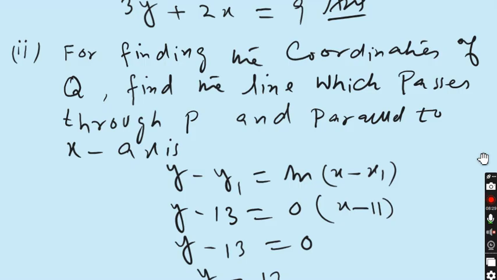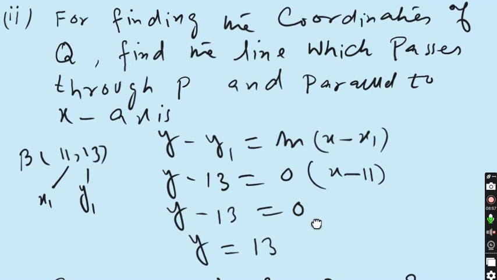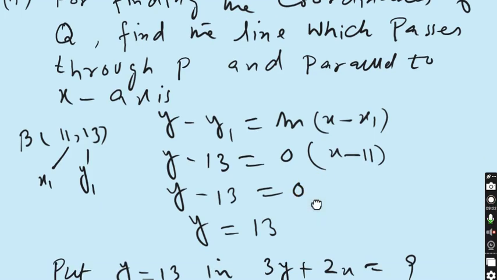The coordinates of B mentioned in the question, I am writing again in order to completely understand, that is 11 comma 13. So this is x1, this is y1. So y minus 13 is equal to 0 into x minus 11. Why did I put 0? Because the line is parallel to the x-axis, therefore the gradient is 0. So y minus 13 is equal to 0 multiplied by something, which is always 0. So y is equal to 13. So you can say the y coordinate of Q is achieved, that is y is equal to 13.